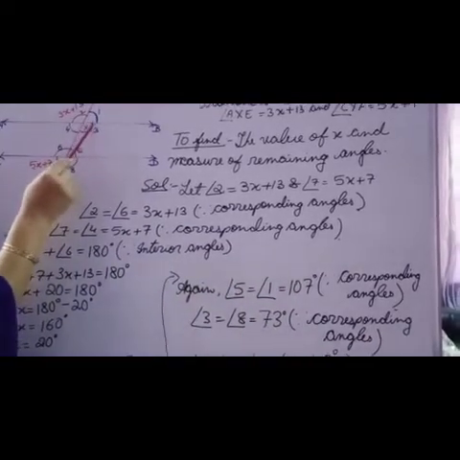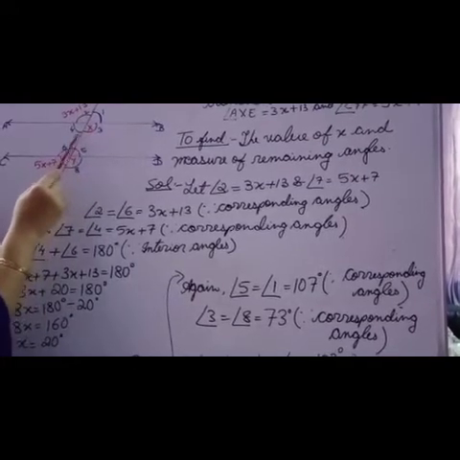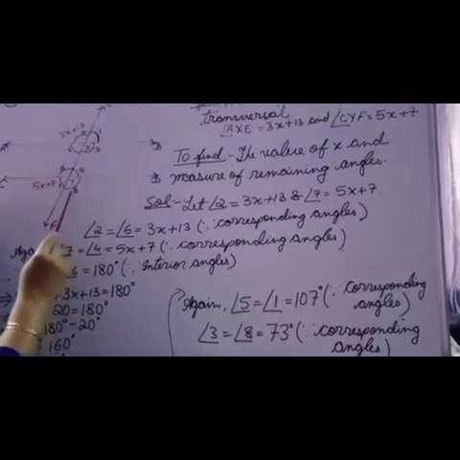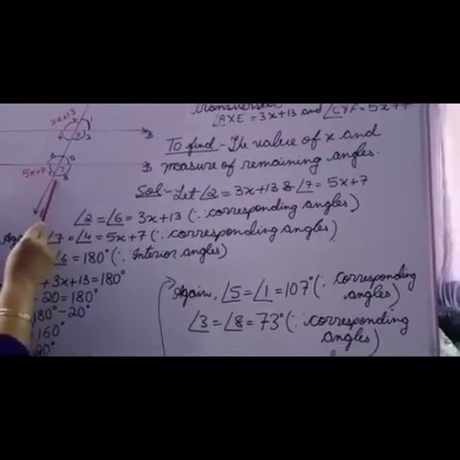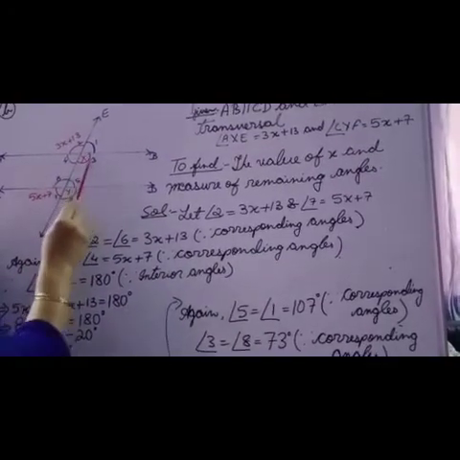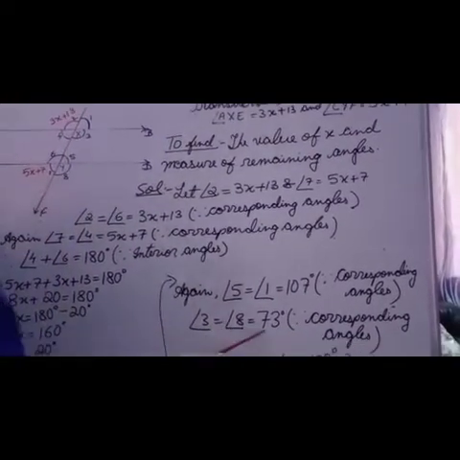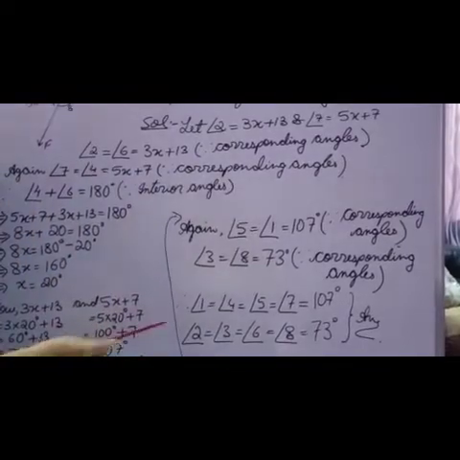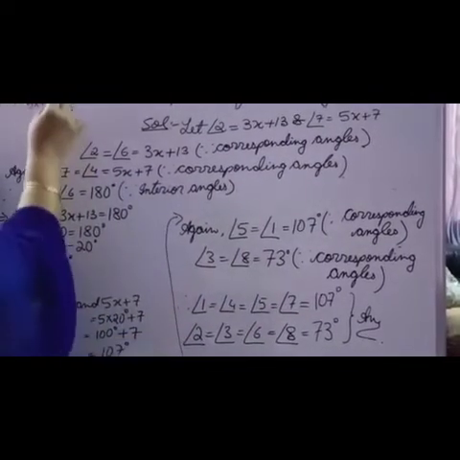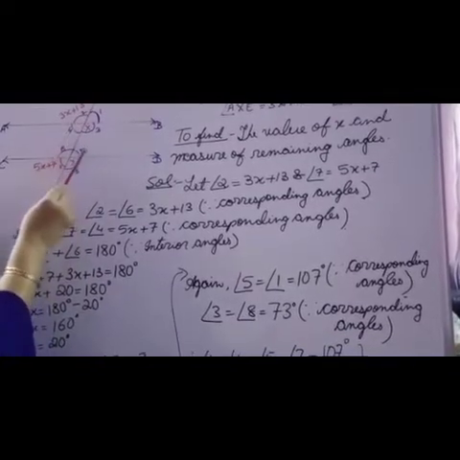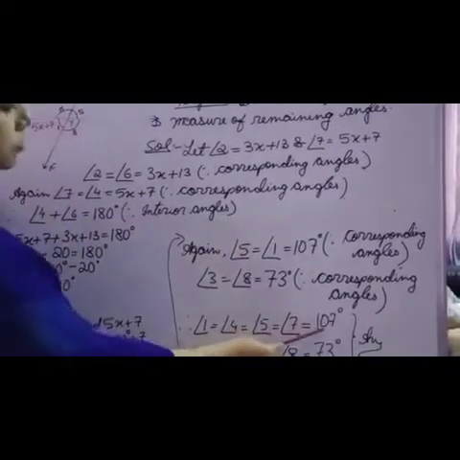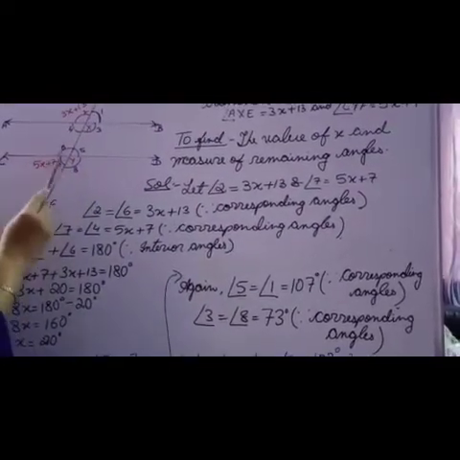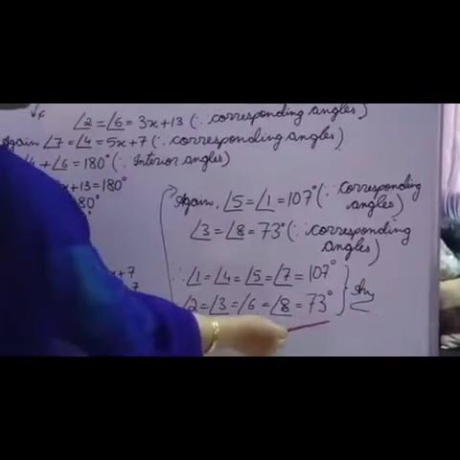Now again I have already found out that angle 6 is equal to angle 3 and this is equal to 73 degrees. So angle 3, one interior angle, is equal to this angle 8, that is the exterior angle. So this is also a corresponding angle. Angle 3 is equal to angle 8. So I have found out ultimately the measurement of all the angles and I have arranged them orderly. So angle 1 is equal to angle 4, angle 5 is equal to angle 7 is equal to 107 degrees, angle 2 is equal to angle 3 is equal to angle 6 is equal to angle 8 is equal to 73 degrees.